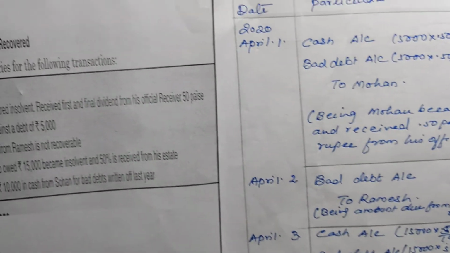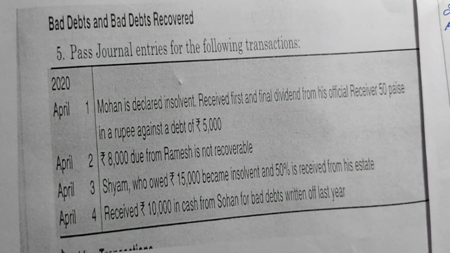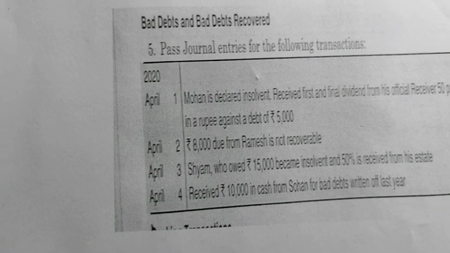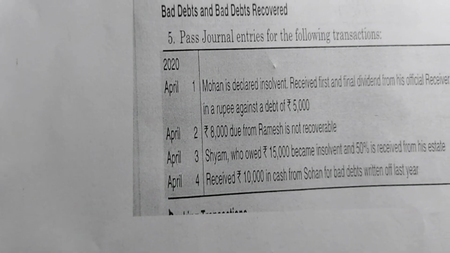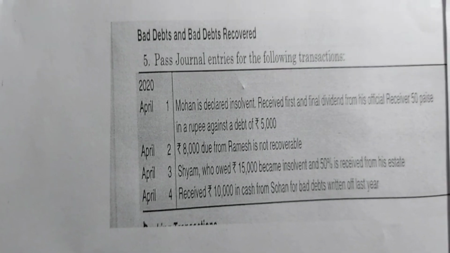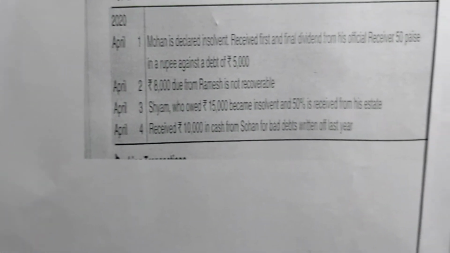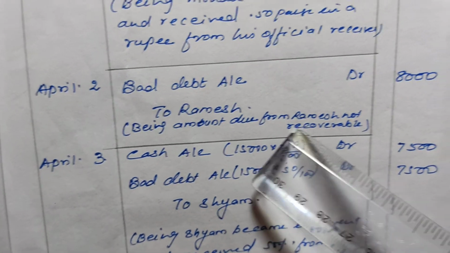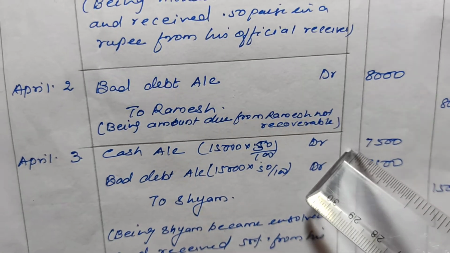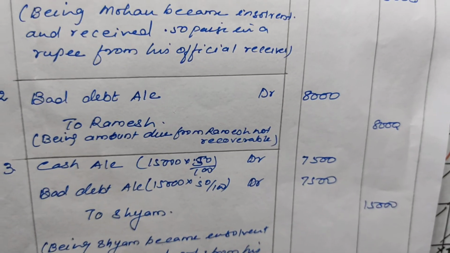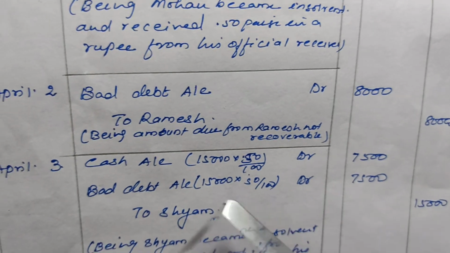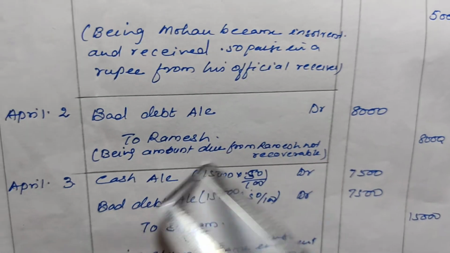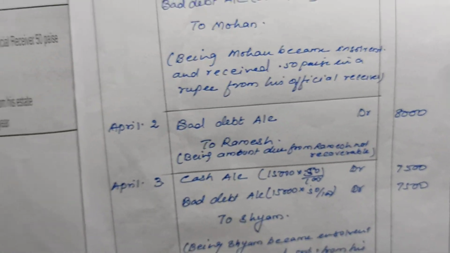Okay, now next is rupees 8000 due from Ramesh is not recoverable. Amount not recovered is considered as bad debt. Now Ramesh was the debtor, now he is not, we have to close his account, so we will cancel Ramesh by crediting him. So what will be the journal entry here? Bad debt account debit to Ramesh. Amount due from Ramesh not recovered. The amount which is not recovered is considered as bad debt. So journal entry for bad debt is bad debt debit to debtor. So who is debtor here? Ramesh. Bad debt account debit to Ramesh 8000.